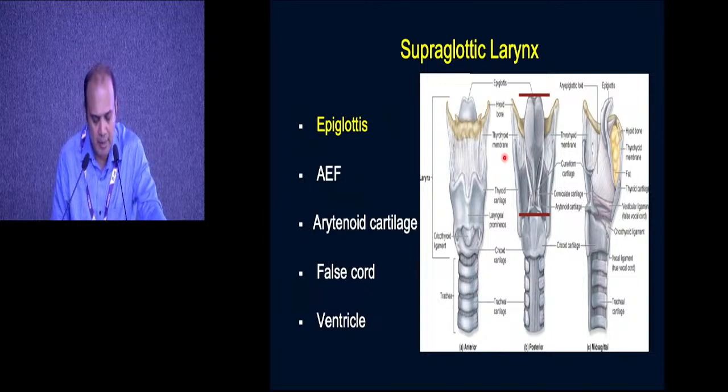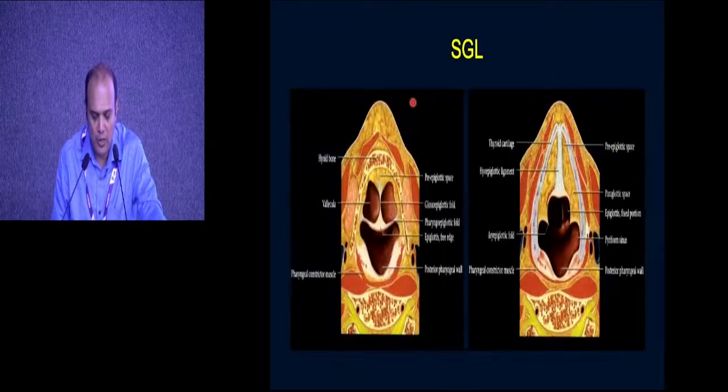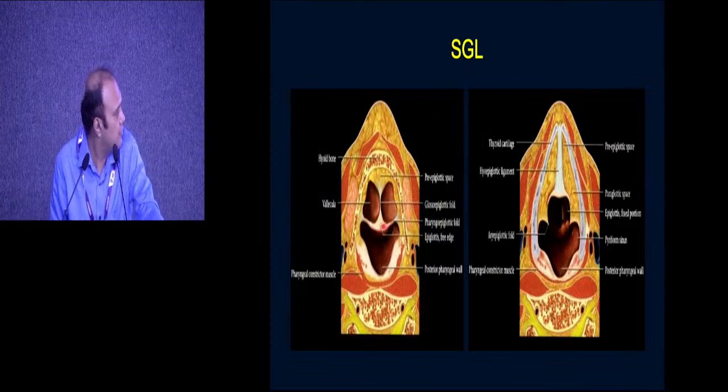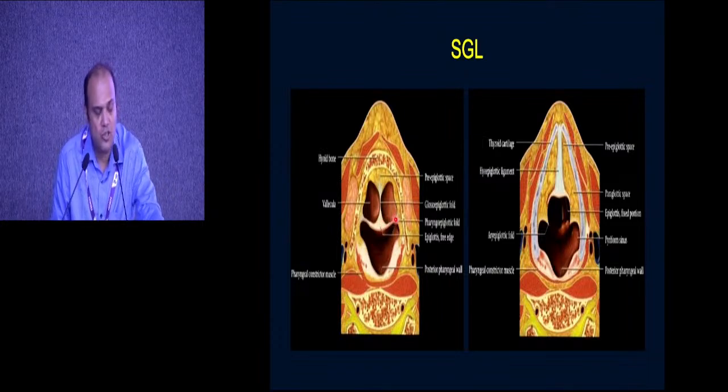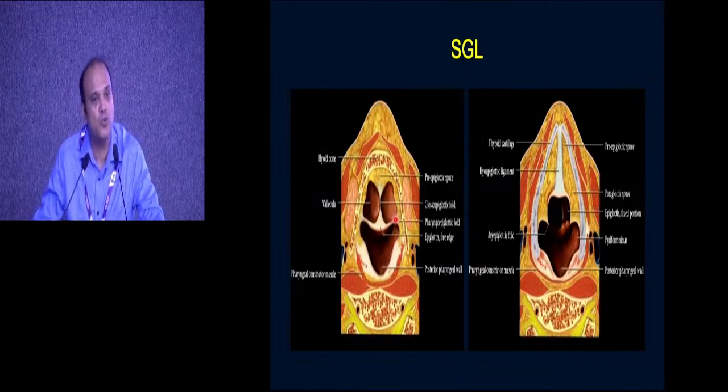The epiglottis starts appearing at the level of the floor of the mouth. If you look at the cadaveric section, you can see the hyoid bone, and then the pharyngoepiglottic fold here. This is the epiglottis. The pharyngoepiglottic fold is the inferior-most portion of the oropharynx. The inferior boundary of the oropharynx is the pharyngoepiglottic fold radiologically.